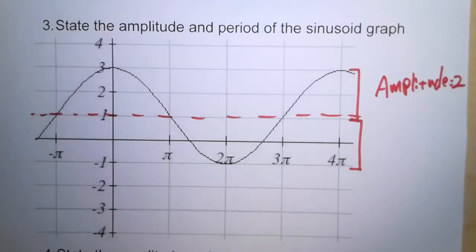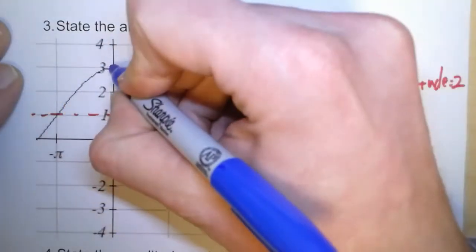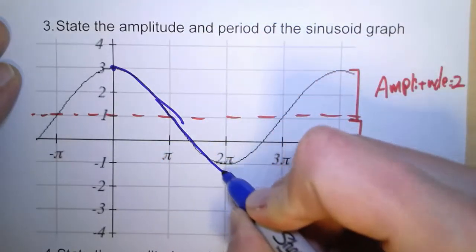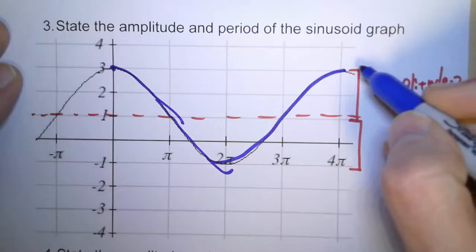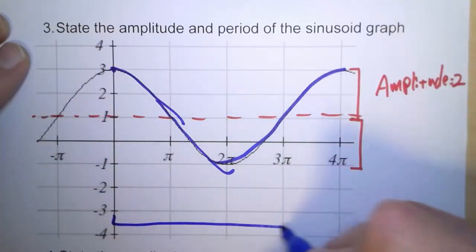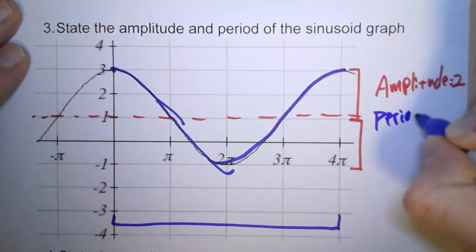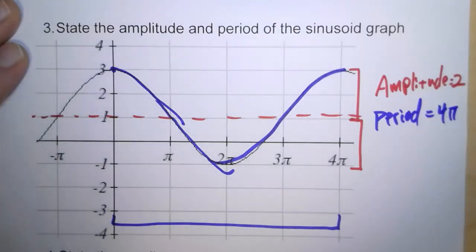Now, when we look at the period length, we can start at any point. So I could start at the middle, but I'm going to start at the top here. And if I go down and retrace all the way back up, there's a full cycle. And then after that, it's going to go down like it did before. So this is how long the cycle is. So our period length for this function is 4 pi.